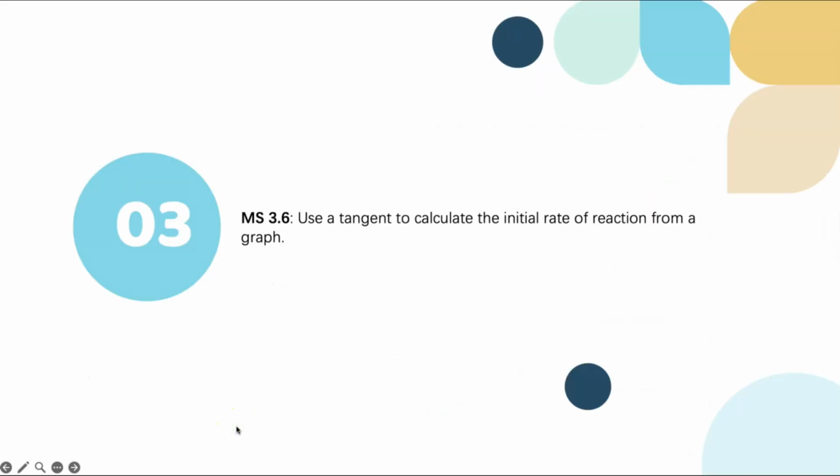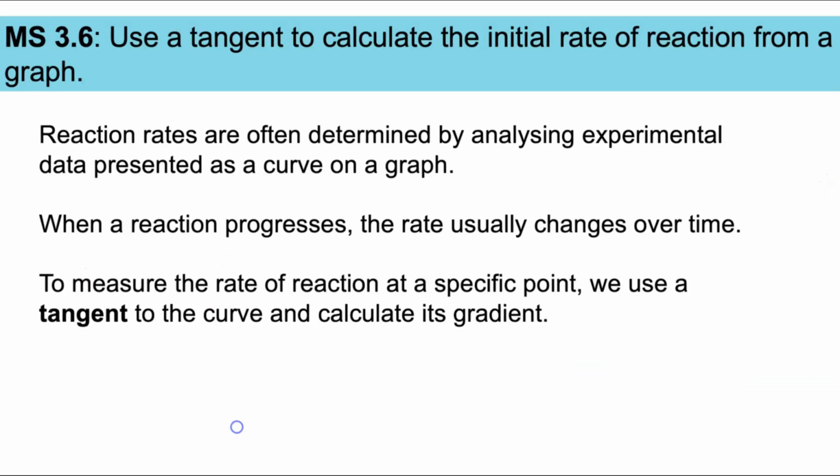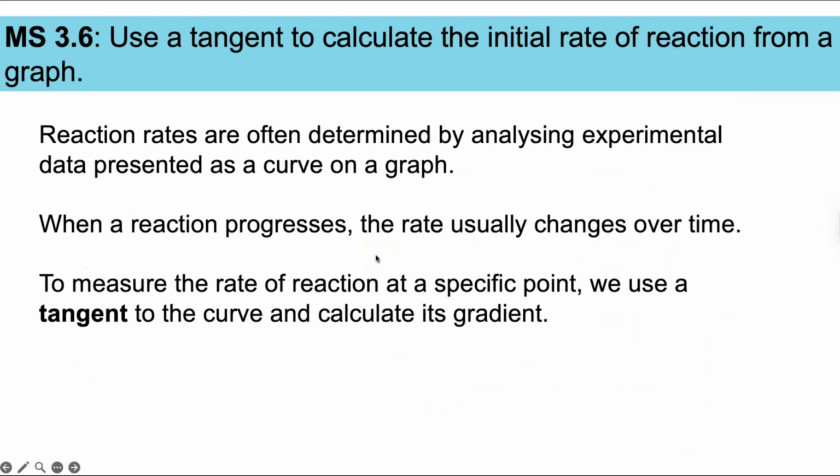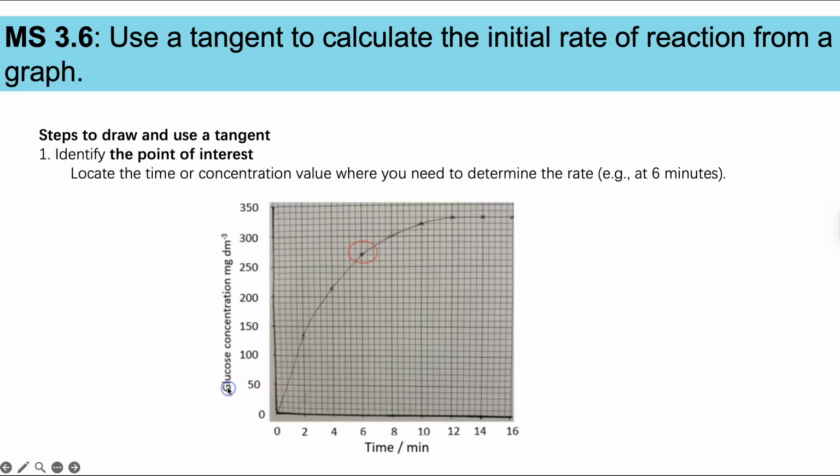Next then is using a tangent to calculate the initial rate of reaction from a graph. So reaction rates, and this is all linking to the enzyme topic for topic 1. Reaction rates are often determined by analysing experimental data represented on a curved graph like we saw here. And when a reaction progresses, the rate is usually changing over time. So to measure the rate of reaction at a specific point, we have to use a tangent to the curve and calculate the gradient of the tangent rather than that line of best fit.